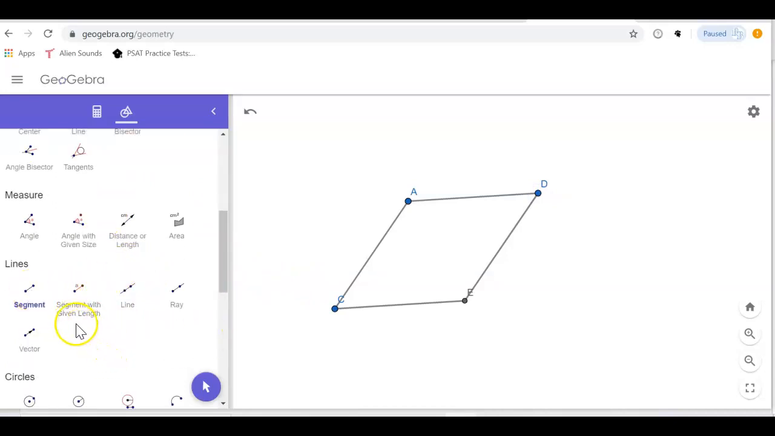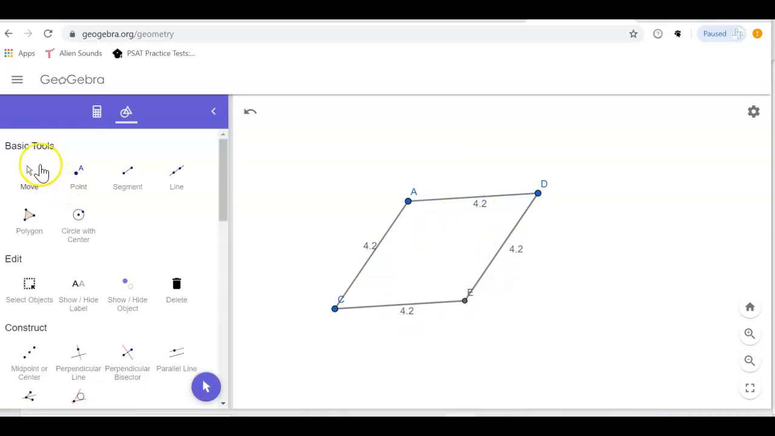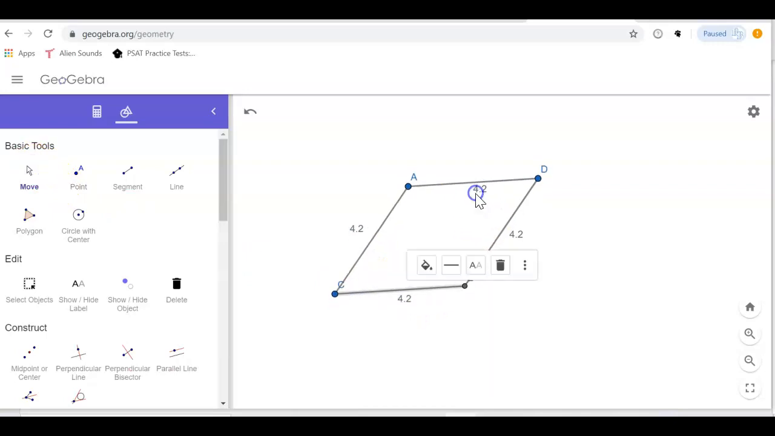Now we already know when we measure all four sides, if all four sides are congruent, we know opposite sides are congruent. And so just to show you it's a rhombus, let's go ahead and measure those sides and move them into place. Okay, so here you can see that all four sides are congruent, which makes it a rhombus.